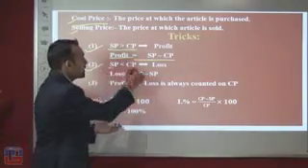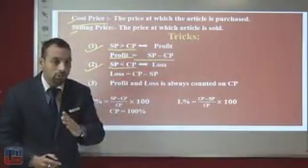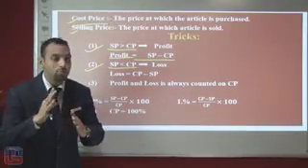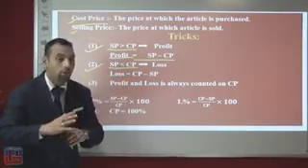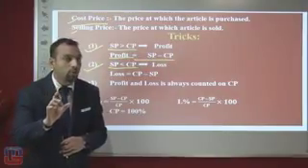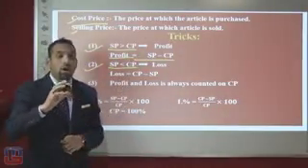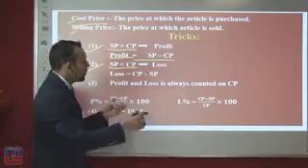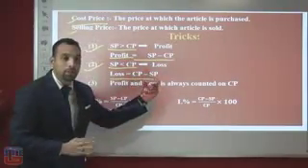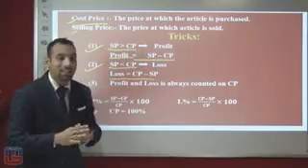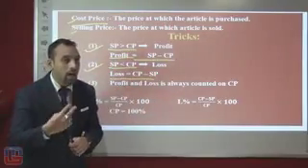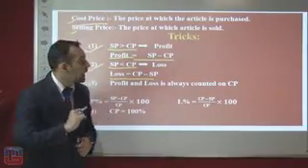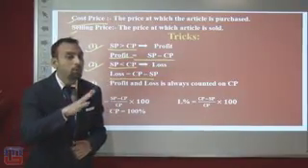If SP is less than CP, then we have a loss, which means in case of loss, SP is smaller than CP. Or we can say that in case of loss, CP is always greater than SP. So the formula of loss will be CP minus SP. These are the two important points. Again, I'm repeating, in case of profit, SP will be bigger. In case of loss, CP will be greater.